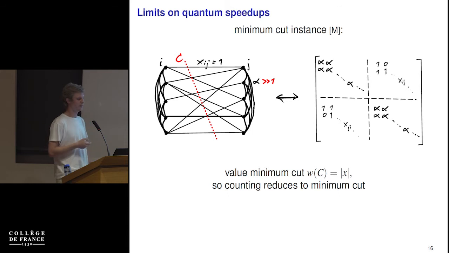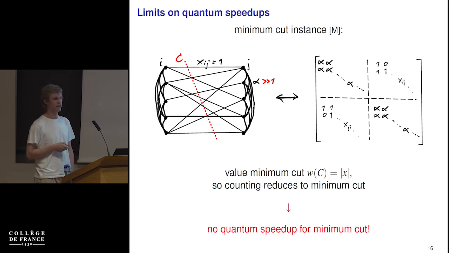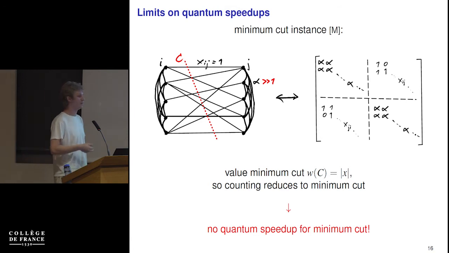Now, what's the value of this minimum cut? The value of this minimum cut, again, is the total weight of edges that we cross. In this case, it would be exactly equal to the Hamming weight of x. And so what we see is that we can reduce the problem of counting to that of minimum cut. So exactly evaluating the minimum cut in a general weighted graph, we can't do this faster than classically, basically because we can encode this counting problem in there.